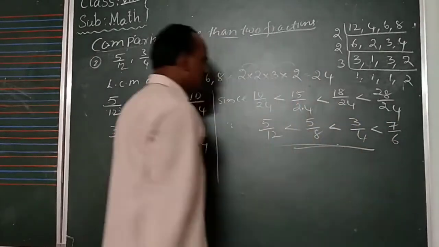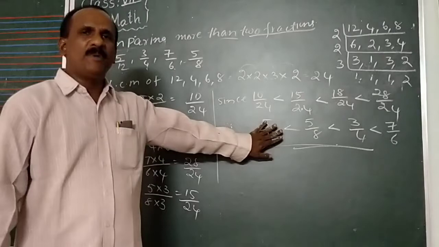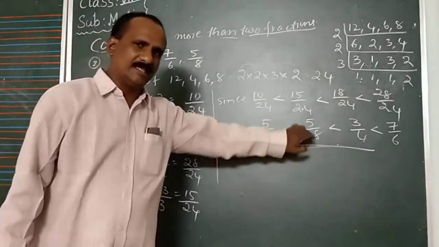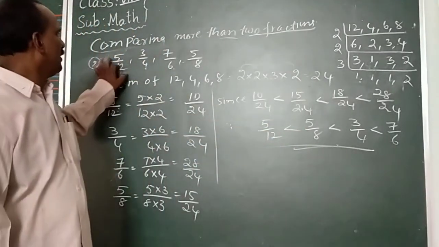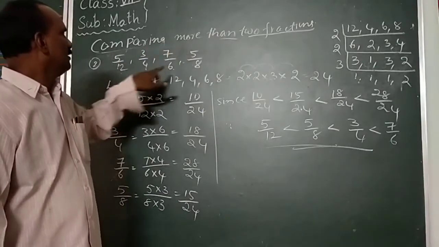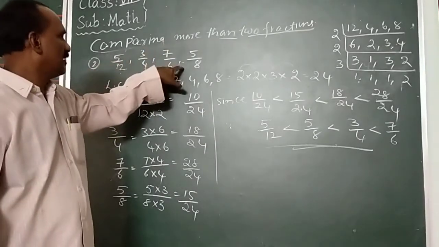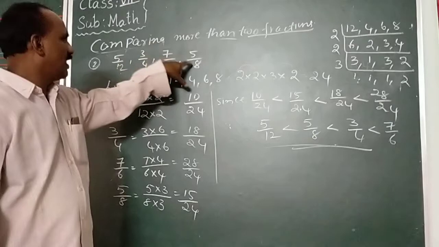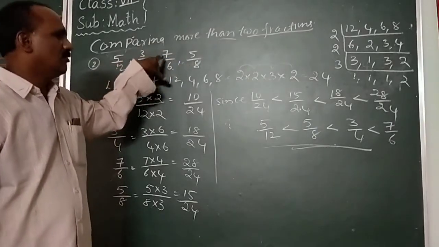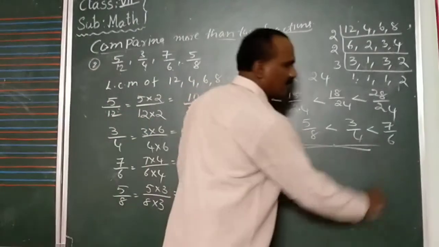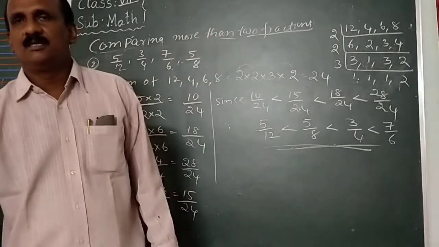This is the way to compare more than 2 or 3 fractions. Now 5 by 12, 3 by 4, 7 by 6, 5 by 8. The smallest one is 5 by 12, next 5 by 8, next 3 by 4, next 7 by 6. This is the way to compare all fractions.